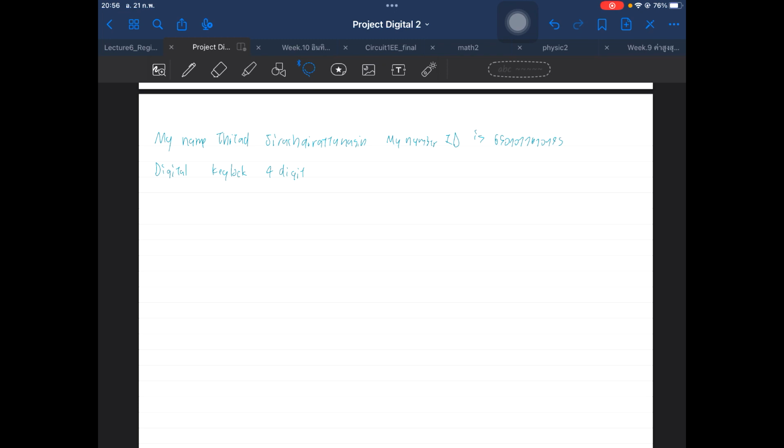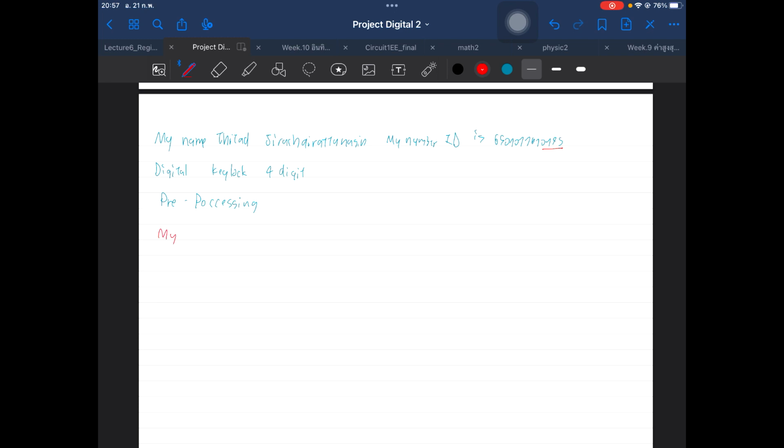My ID number is 6501161104145. Today we are going to talk about a digital key lock using the last 4 digits of my student ID number. First, we will talk about pre-processing. For my ID number, I will make the password from the last 4 digits.